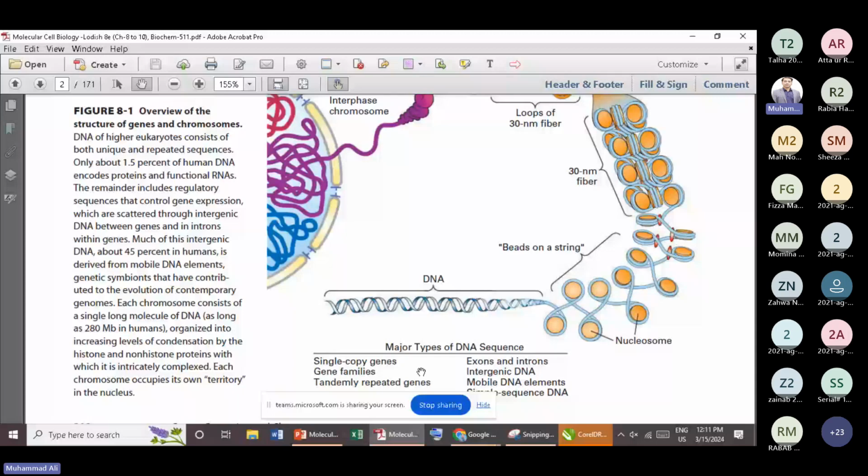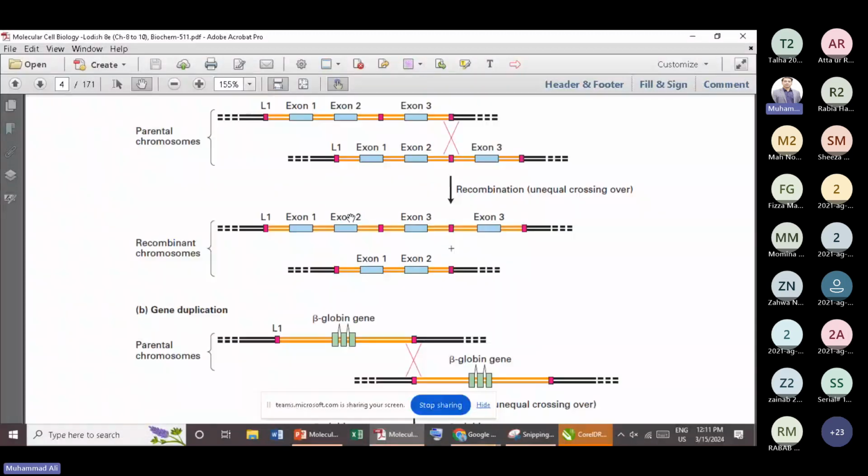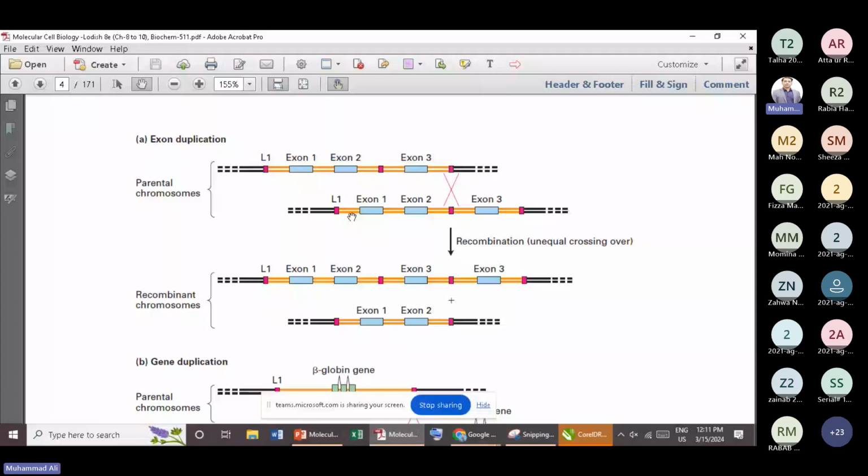And after this, how different kinds of exon duplication happen. Some of the time exons are duplicated. So this is the L1 region, that is actually the homologous region. Homologous means containing the similar sequence or same sequence.